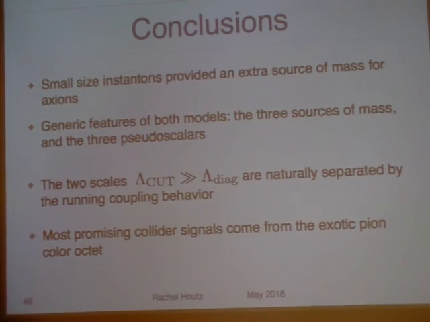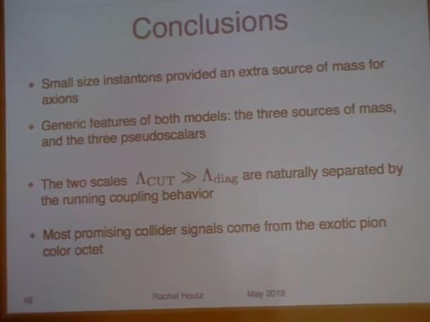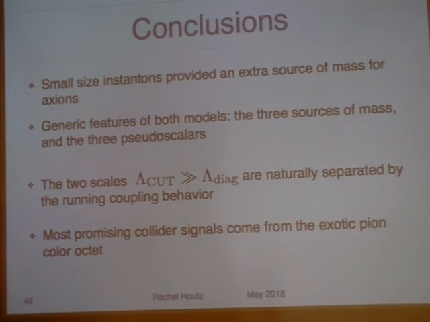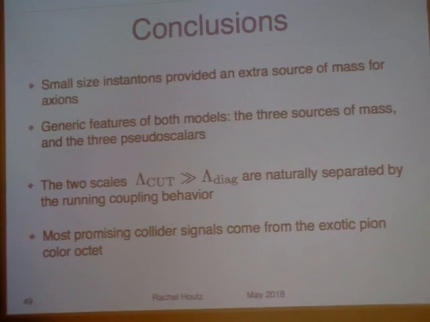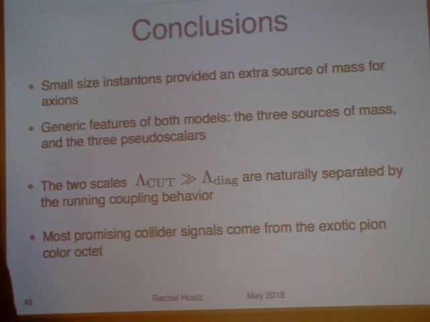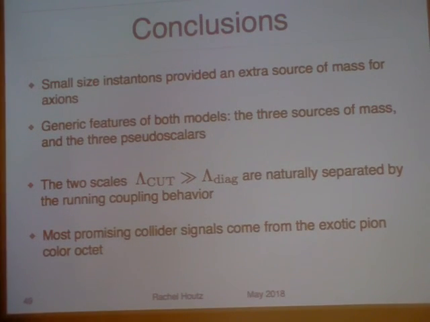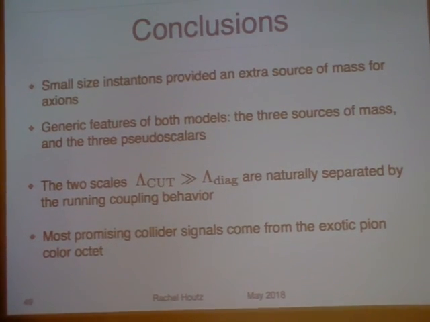Yes, you have color triplet PNGBs. Aren't those stable? They are hadrons, right? Yes, they are. We can't write down a Feynman diagram by which they would decay, so we were thinking they're stable. This is sort of the last step: we're thinking they're stable, and we're looking for these colored stable states.